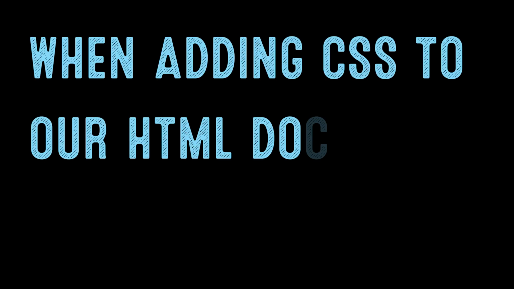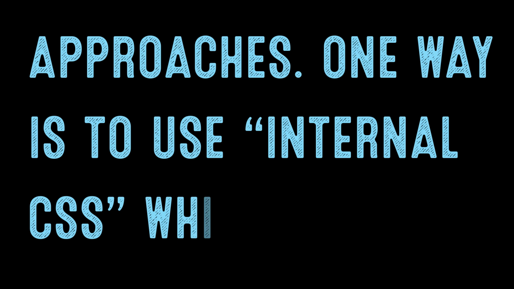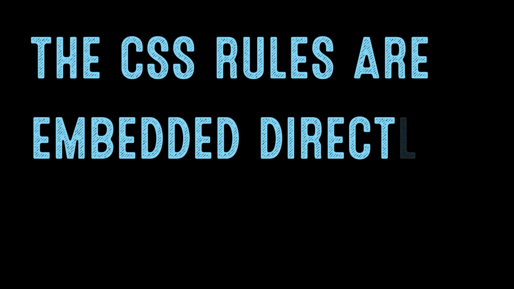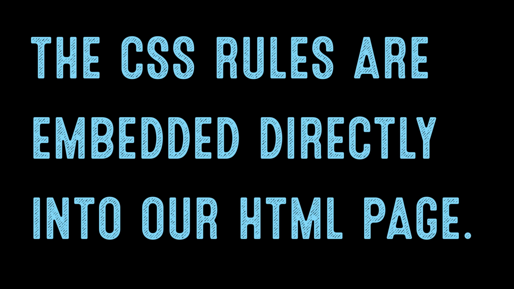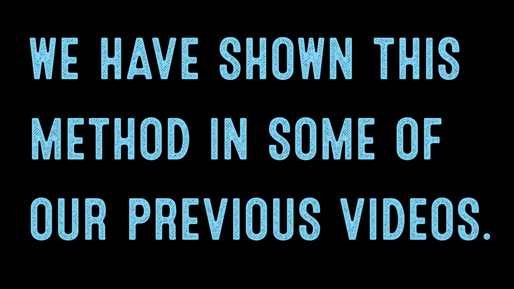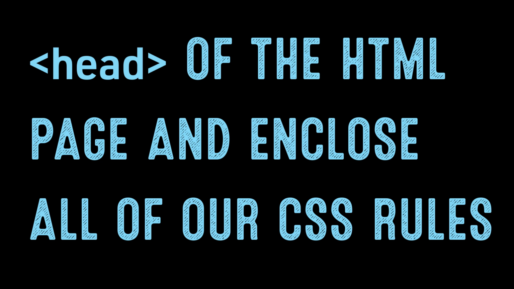When adding CSS to our HTML documents, we can take two approaches. One way is to use internal CSS, which is where the CSS rules are embedded directly into our HTML page. We have shown this method in some of our previous videos. In this method, we include our CSS rules directly in the head of the HTML page and enclose all of our CSS rules in a style element.